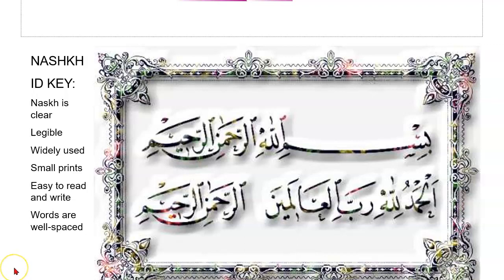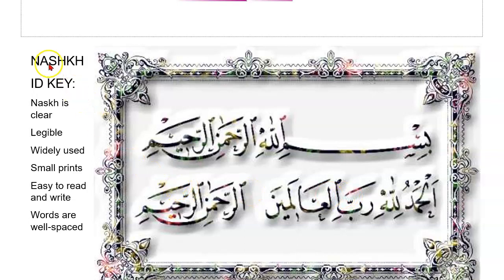All right, so now we're getting into the nitty-gritty. And guess what? If you know those three scripts, those are the three scripts you're going to come across the most. The first one was Kufic, the second one was Sulus, and this is the third one. So if you are reading Quran every day, this is a script more than likely you're going to see.